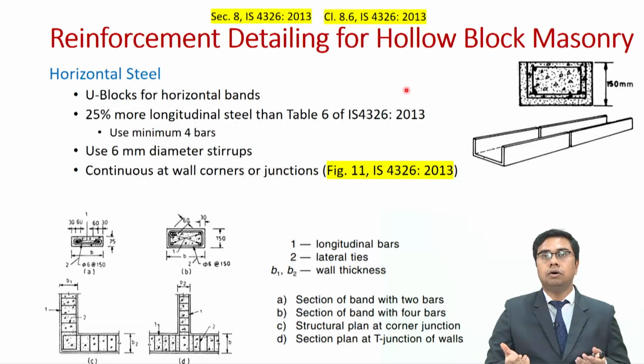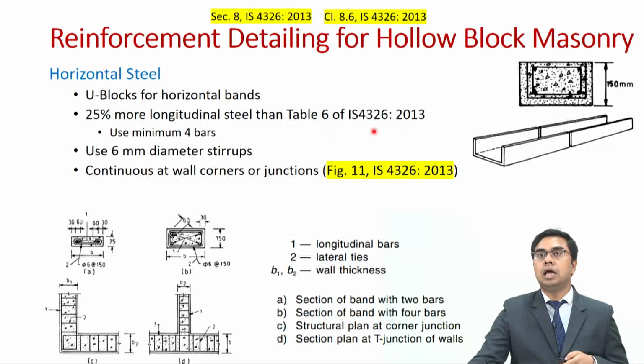But how do you provide the horizontal steel if you are building a reinforced masonry wall? Horizontal steel is provided by introducing a U block for horizontal bands. So, you provide a U block as shown over here. In that you use the longitudinal steel. How much longitudinal steel? 25% more than the longitudinal steel requirement posed by table 6 of IS 4326, and you have to use a minimum of 4 bars. You cannot get away with 2 bars of higher diameter. No, that is not possible.